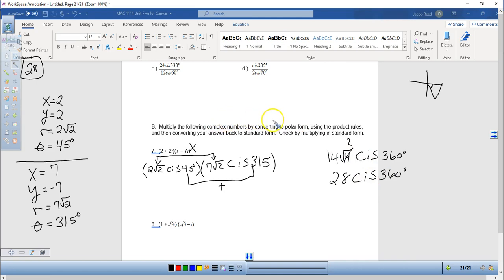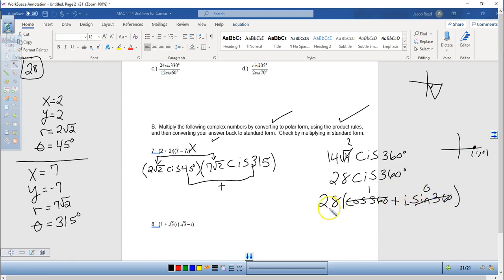Okay, so we've done the first part. We converted, then we used product. Now we've got to convert back. So 28 cosine of 360 plus i sine of 360. Well, remember when we're talking about this picture, we're talking about 1, 0. Cosine is 1, sine is 0. 28 times 1 is 28. And look, they matched.